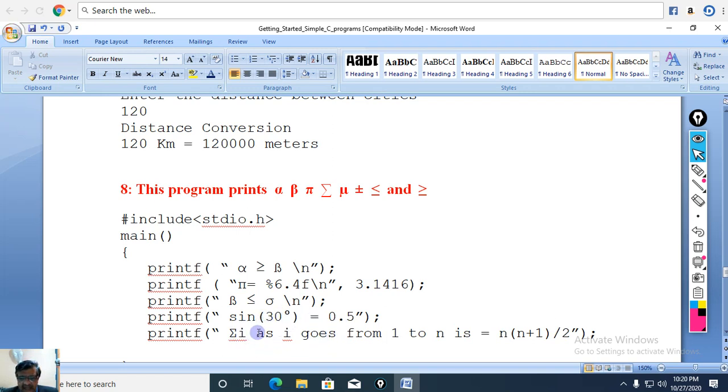Sigma i, as i goes from 1 to n, is n into n plus 1 by 2, and sigma can be generated by typing 228. I will remove this. Alt 228 sigma. This is a very interesting thing. At least some of the scientific notations are to be remembered, and it is all about remembering, and of course they come in a series. There is nothing like mugging up.